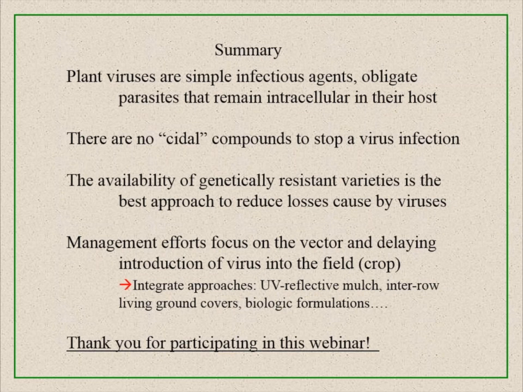If you're going to try some management efforts, UV reflective mulch is good, the inter-row cover crop or living ground cover is good. Consider what you're using, know your virus vector system. Biologic formulations are available for organic production as well. The mission is know your system, know your virus vector system that you see is building in your area, and then integrate some approaches. Try 2 or more of these approaches to try and reduce the losses to these viruses.